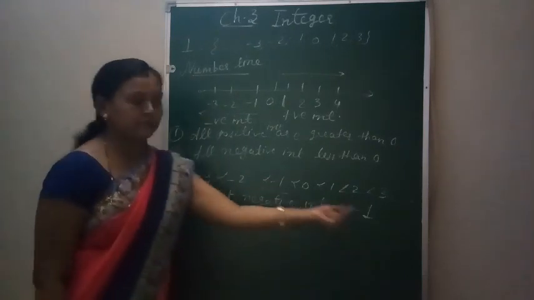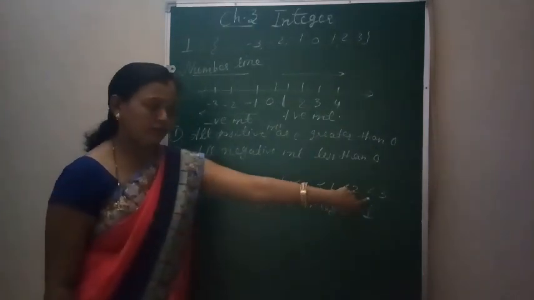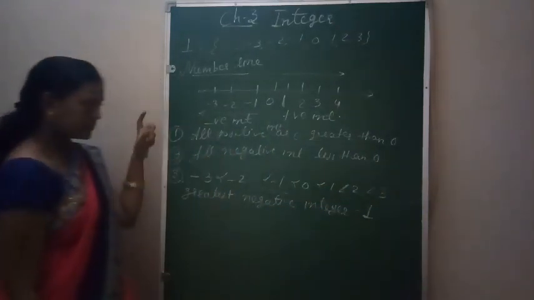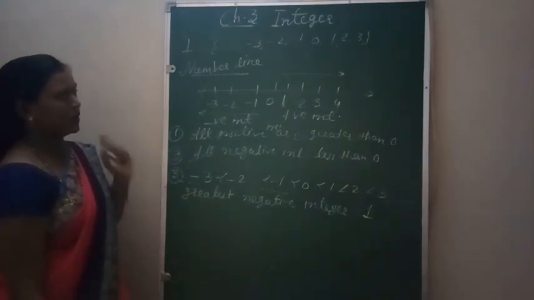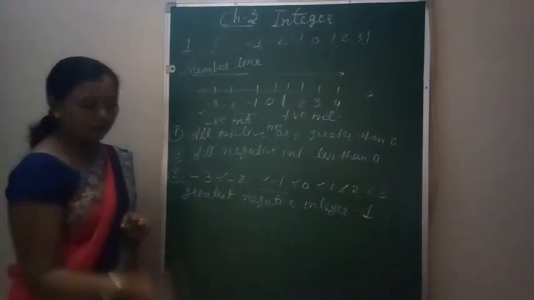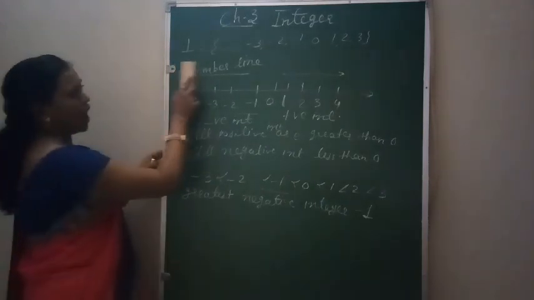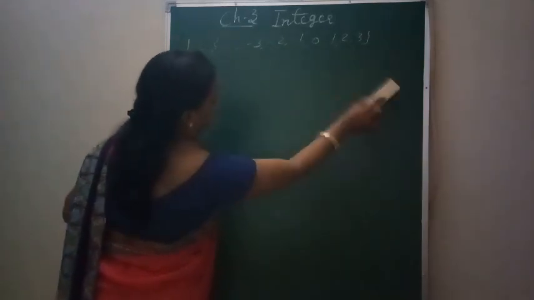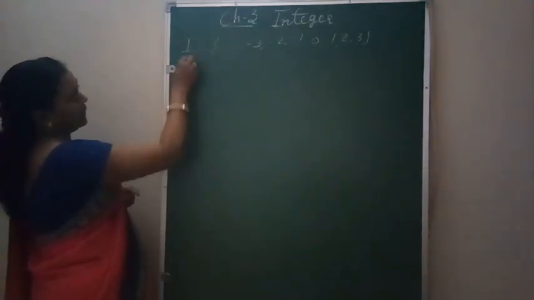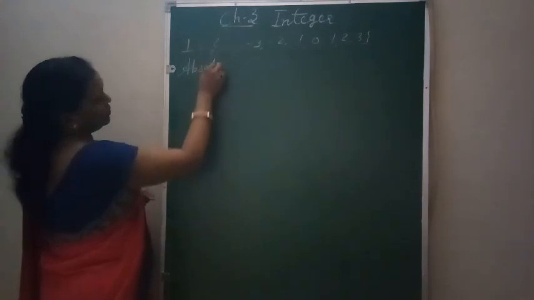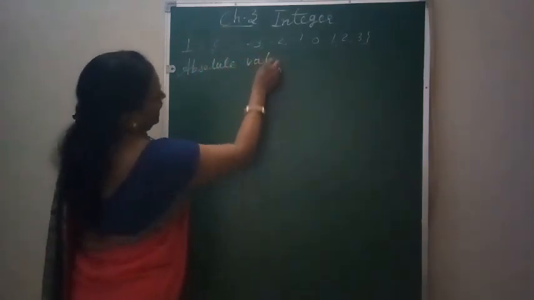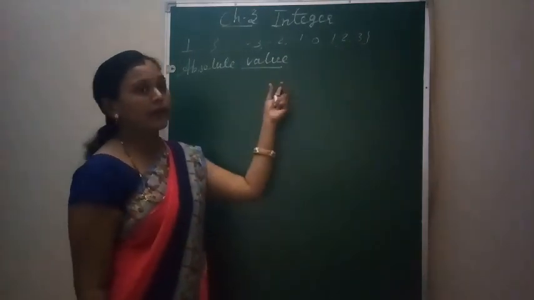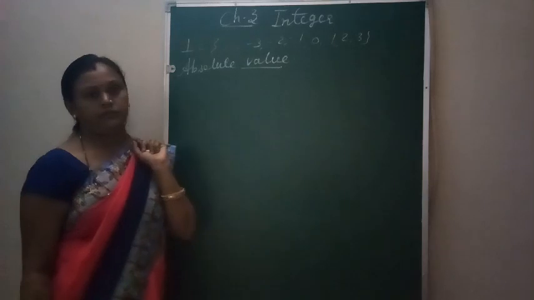The biggest negative integer is minus 1, but we cannot find out the biggest positive integer. I hope you understood this. Now we will see the absolute value of an integer. How can we find the absolute value of any integer? The absolute value is the numerical value of any integer regardless of sign.